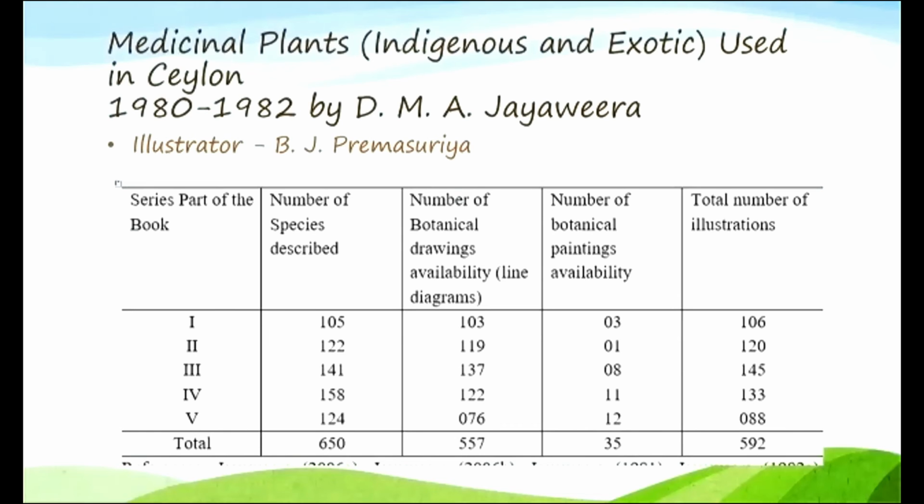However, all illustrations that appeared in Medicinal Plants, Indigenous and Exotic in Ceylon were completed by D.G. Premasuri. And in this series of volumes, D.M.A. Jayasuri appreciated D.G. Premasuri for his illustrative works. When we consider the medicinal plants used in Ceylon book series, they have described 650 species, and there are 592 illustrations present for the species. So they paid more attention to illustrating plants together with the descriptions.